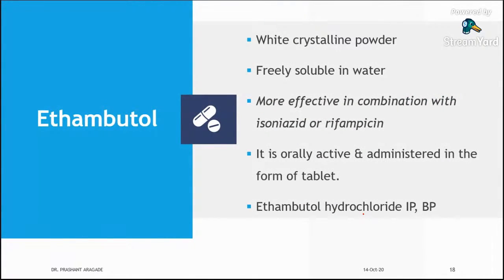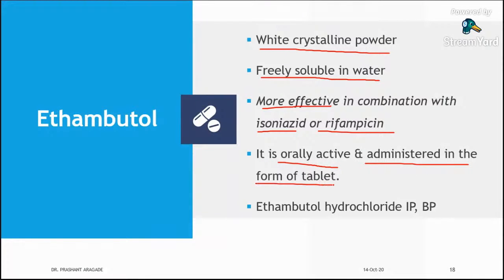So properties of ethambutol. No doubt, it is a white crystalline powder. It is very soluble in water. It is more effective in combination with isoniazid and rifampicin or rifampin. Remember, all these anti-TB drugs are taken orally in tablet form. So it is orally active, administered in the form of tablet. And the official compound of ethambutol given in Indian Pharmacopoeia and British Pharmacopoeia is ethambutol hydrochloride.